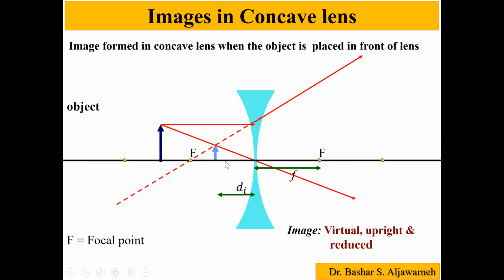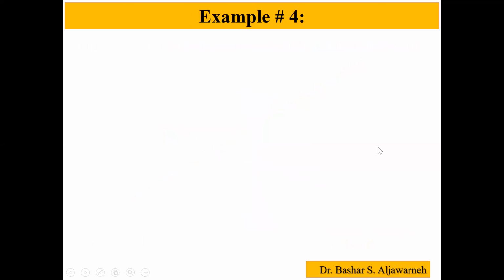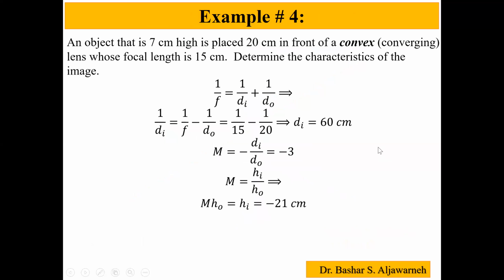With the same procedure, 1 over focal length equals 1 over object distance plus 1 over image distance, where 1 over focal length, sorry, is the power of the lens, no matter if it's concave or convex, and the magnification, as you can see here. Okay, let me take the following example.